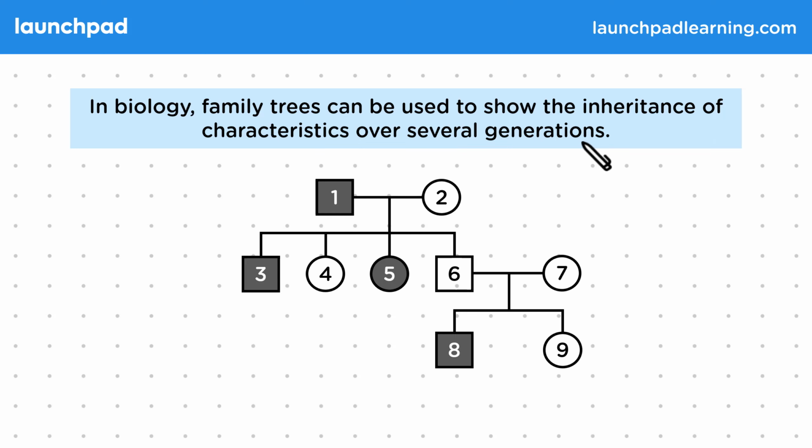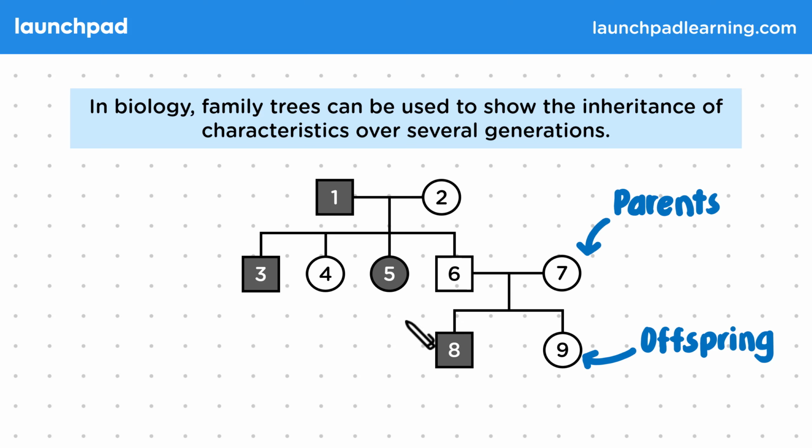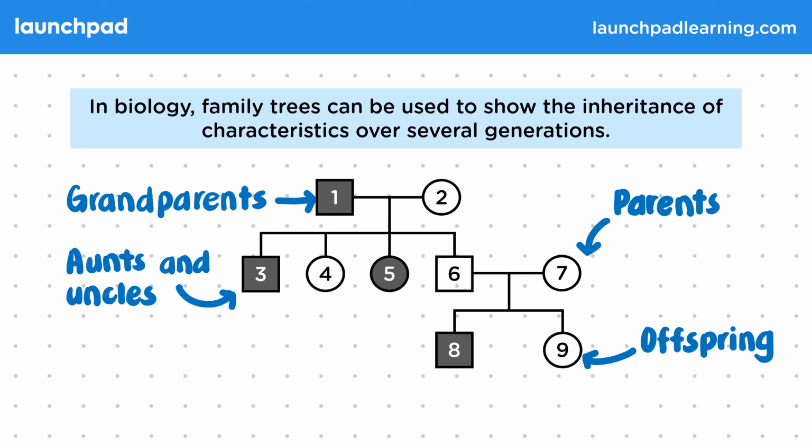When we look at family trees in biology, they usually look like this. The newest members of the family are at the bottom, and you work your way up to the oldest at the top. So, for example, 8 and 9 would be offspring of 6 and 7, who are the parents. 3, 4, and 5 are siblings to 6, and therefore are the aunts and uncles of the offspring. And 1 and 2, right at the top of the tree, are the grandparents. This is quite straightforward, but what do the colours and shapes mean?